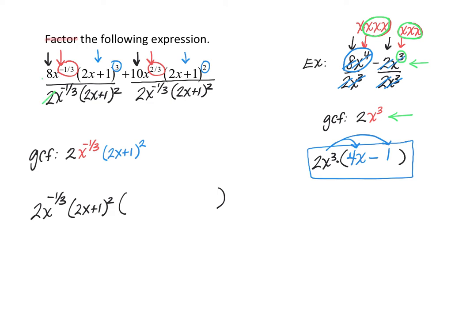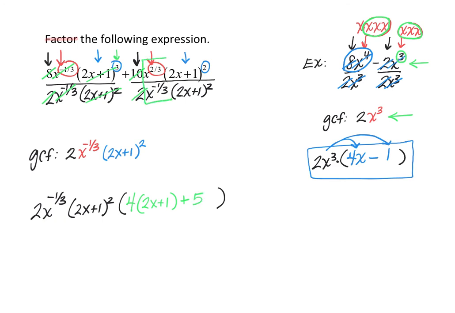We have 2 dividing into 8 4 times. X to the negative 1/3 divided by x to the negative 1/3 is just 1. And then we have 2x plus 1 squared. We'll divide into 2x plus 1 cubed, and we'll be left with 1. So that would be 4 times 2x plus 1 to the first power, plus 2 divides into 10 5 times.